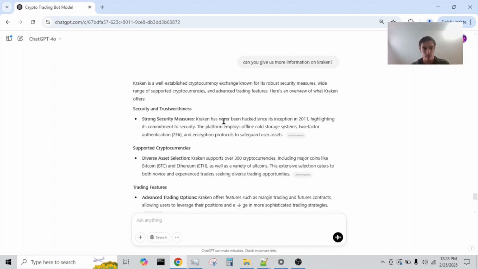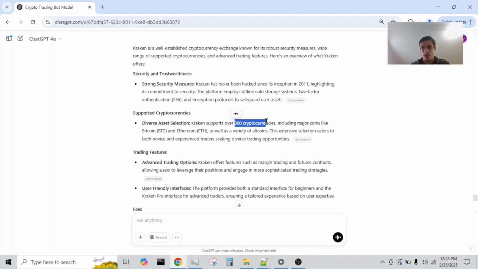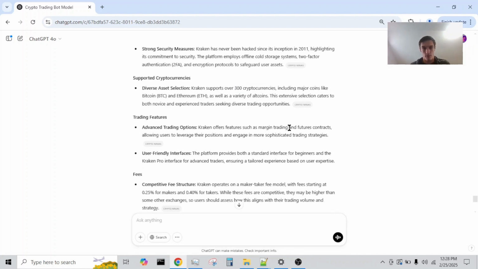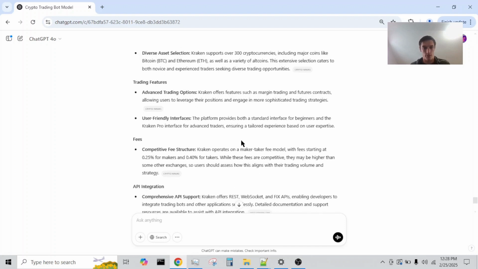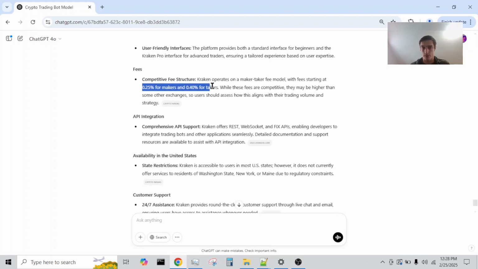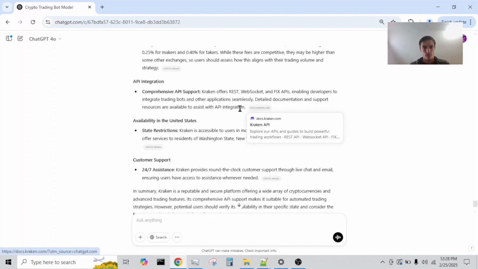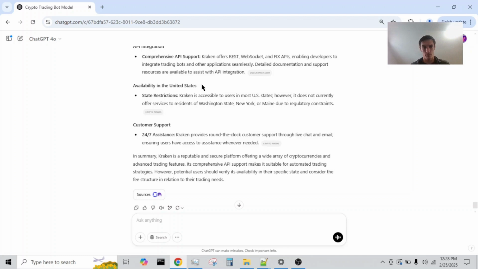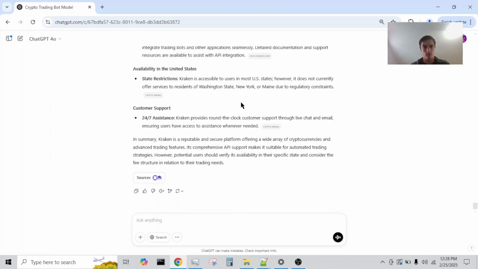Okay, so it's trustworthy. Over 300 cryptocurrencies, plenty of advanced trading options, somewhat competitive fee structure. I'm not sure about all this. This might get us in the end. These small fees can kill a trading bot very easily. Okay, so API integrations. This is something that's going to matter to us. We need to dig into this more. Is available. We've got customer support. I'm sure that's good.